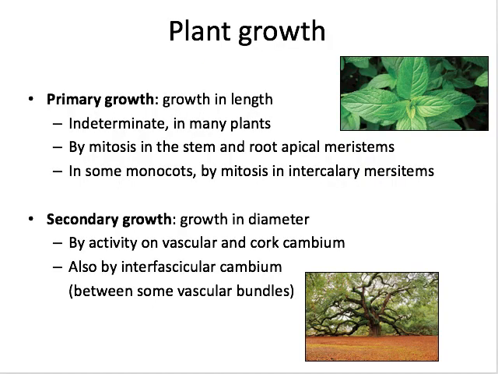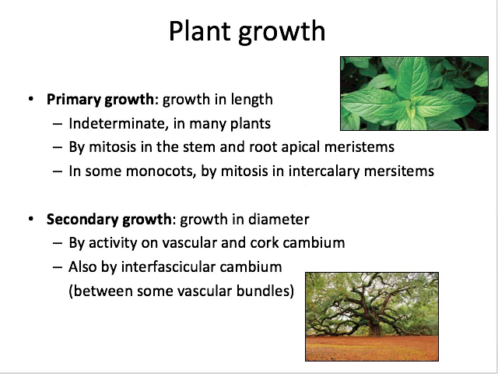First, a word about plant growth. Plants exhibit two growth strategies. One is primary growth, which is growth in length. This is often indeterminate in a lot of plants, meaning they can just keep growing longer and longer towards the sun all of their life. How does this occur? By cell division, specifically by a type of cell division called mitosis that occurs in both the stem and root apical meristems. We'll talk more about these meristems in the slides coming up.